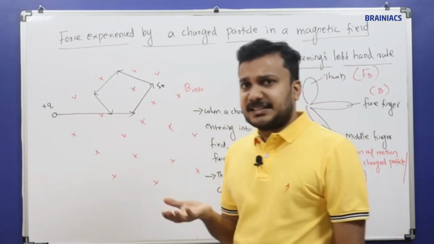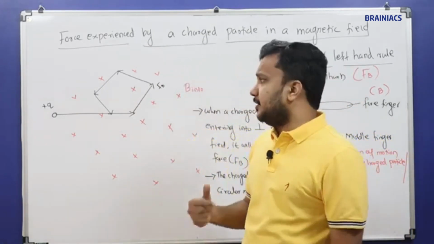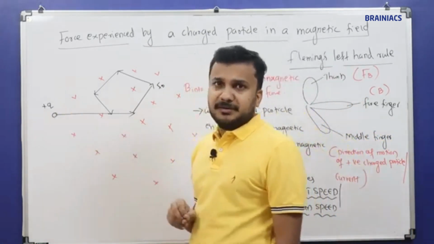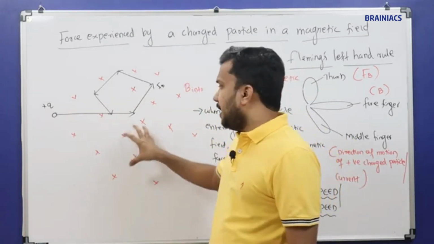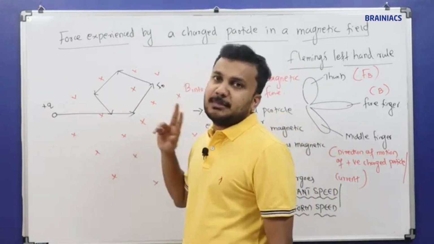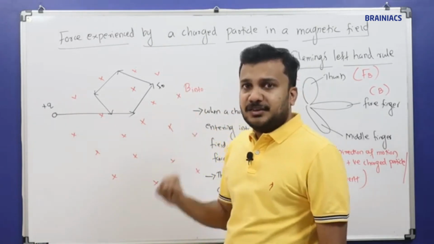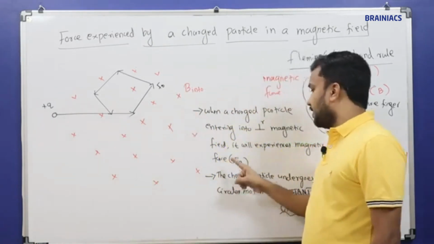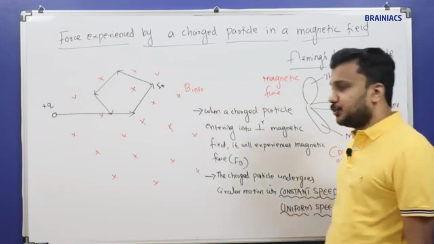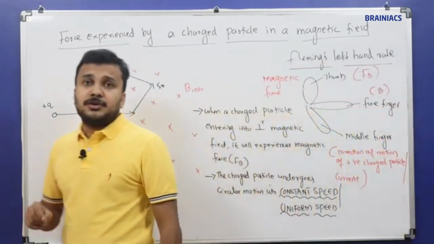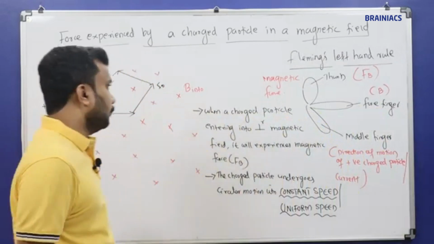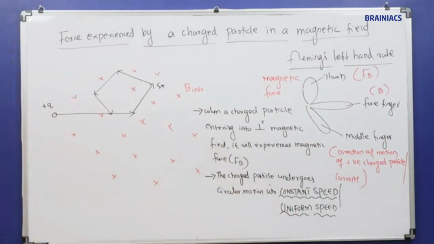So in order to take this charge out of the magnetic field, what do I have to do? I have to stop this magnetic field. Then only I can take the charge out, else the charge is trapped and undergoing circular motion with constant or uniform speed. Okay, hope this is clear to you. Next.